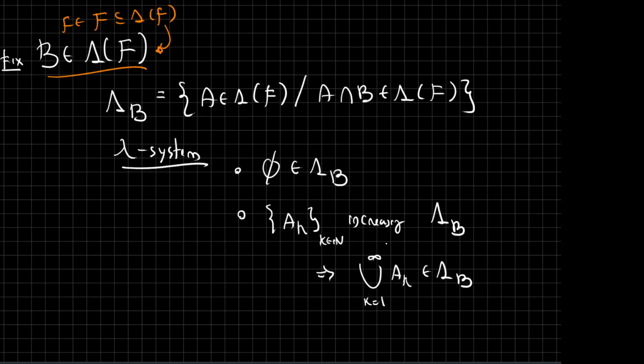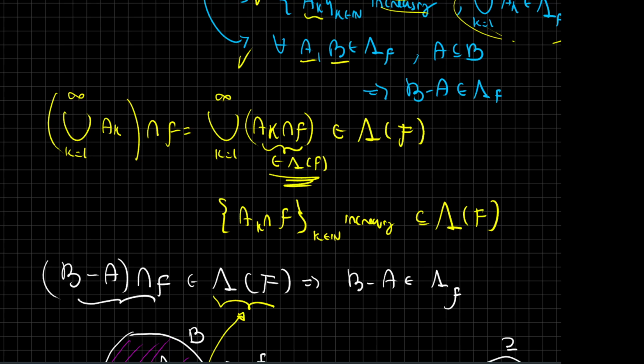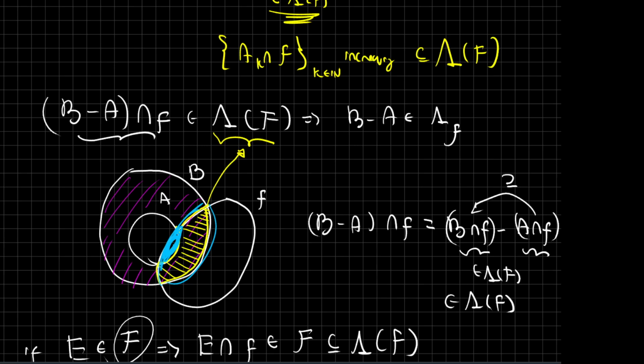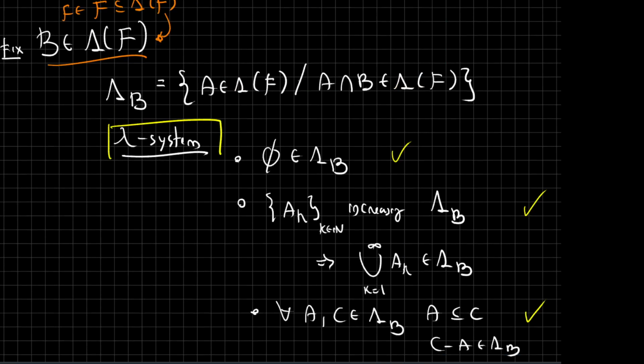And to do that, we just need to intersect this thing here with the fixed element v, and it's just the same as before, so it's pretty much everything the same. And so this is also true, same steps as above. And the last part, for every a and let's say c inside this, such that a is a subset of c, we need to show that the difference is inside here, but that also happens due to the same reasons as the previous case. So everything is the same. This is a lambda system, you can check that on your own.